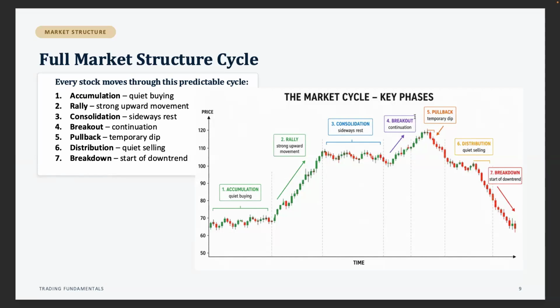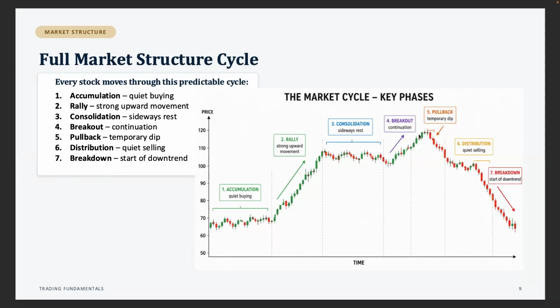The first is accumulation. That is when people are buying quietly. You see the chart on the screen, you see the accumulation side. Institutions are buying quietly. Then we see the rally, which is the uptrend, when the price is increasing and you are making new highs. Then you see the consolidation phase, when the stock is dancing around a particular price range.